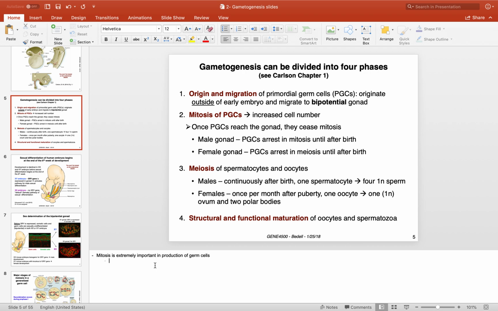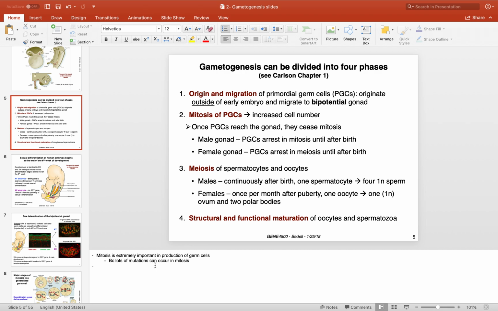Once those primordial germ cells migrate through the embryo, they reach what will become the gonads, the genital ridges. Well, a really interesting thing happens. They've been going through mitosis while they were migrating from their site of origin to their destination in the genital ridge. But once they reach the genital ridge, they stop. They arrest in the cell cycle.